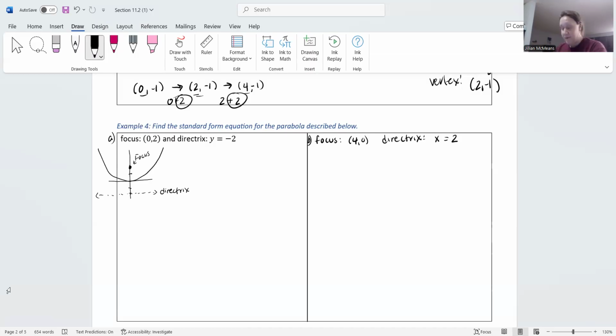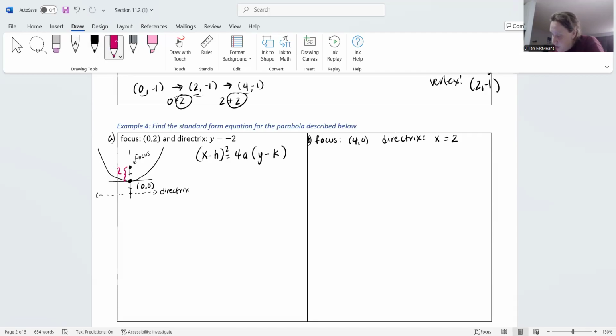We have a directrix, we have a focus, we've got a lot here. So since we're opening up, we're going to have (x minus h) quantity squared equals 4 times a times (y minus k). My vertex, if it's halfway between the focus and the directrix, has to be at the origin here. The vertex has to be exactly halfway between the focus and the directrix, because the distance from the vertex to the focus is the same as the distance from the vertex to the directrix. So what is this distance right here?